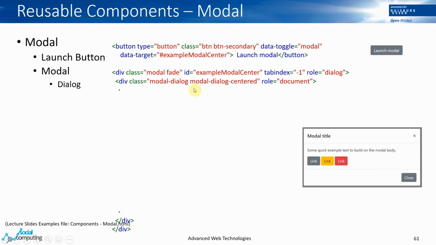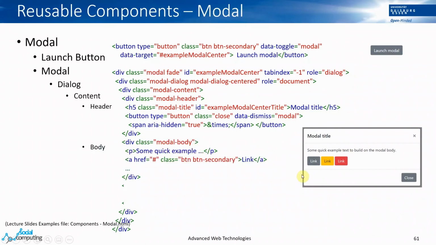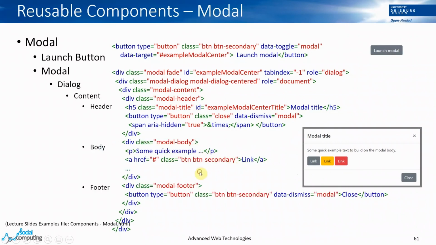And within the dialog box you can have different options. So for example, you will have the main content area, you will have a header which can have buttons and a title, and then the body, where you can create whatever you like, and then there's a footer option. Of course you can skip any of the sections that you want based on your requirement.